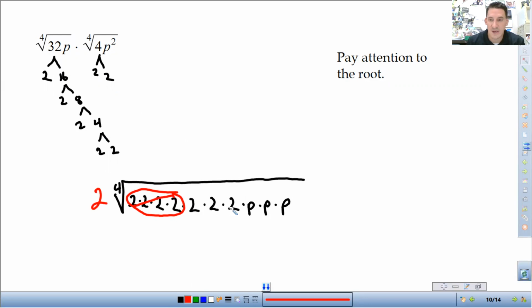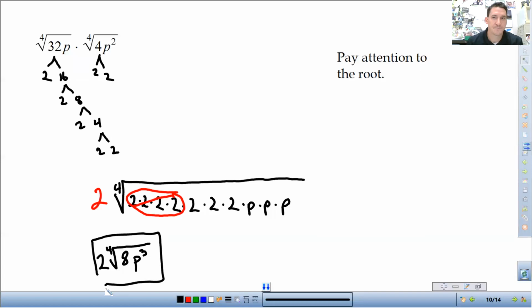1, 2, 3 twos, not enough. 1, 2, 3 p's, not enough. So all I have is a 2 on the outside. And then it's the 4th root of 2 times 2 is 4 times 2 is 8. P times p times p is p cubed. All right, so just like that buddy system, and we are pulling out groups of 4.